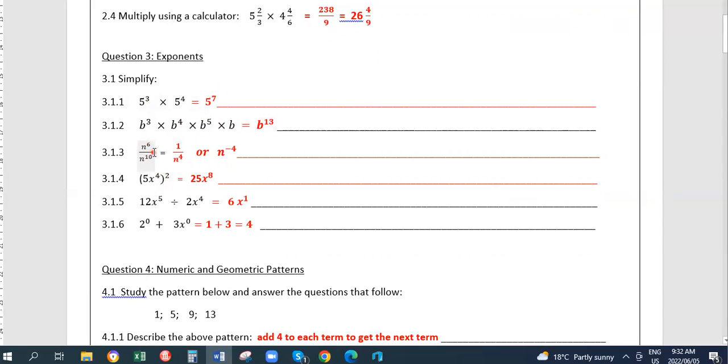Here we are dividing, so we subtract 6 minus 10. 6 minus 10 will give you negative 4. Or you can look at it this way. The n to the 6 and n to the 10 here, there's more n's being multiplied at the bottom. So how many more? There's 4 extra at the bottom, compared to 6 here and 10 here. So if you want to write it as a positive exponent, then you need to have n to the 4 at the bottom. But if you're doing the laws, you're subtracting 6 minus 10, which will give you n to the negative 4.